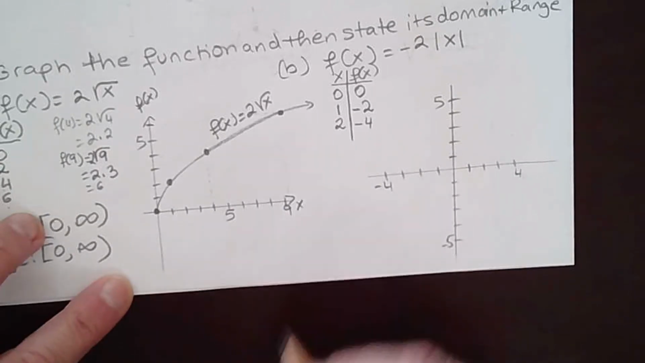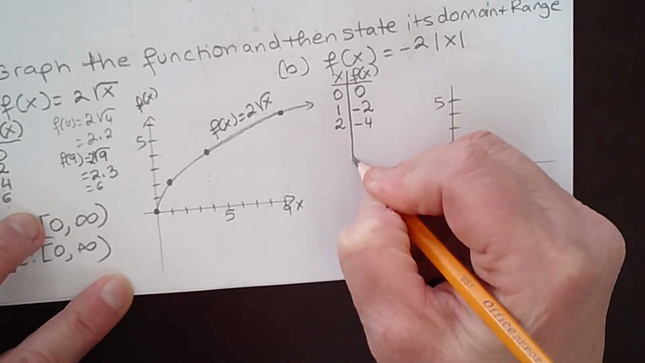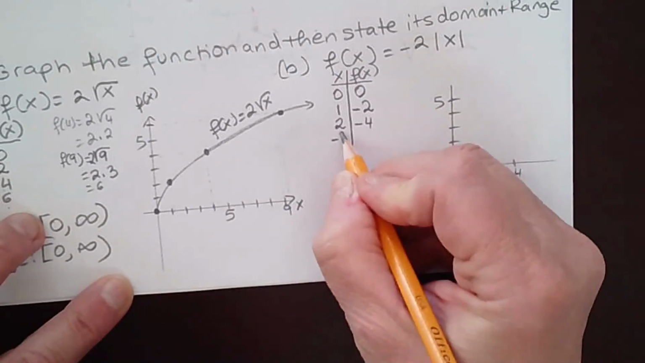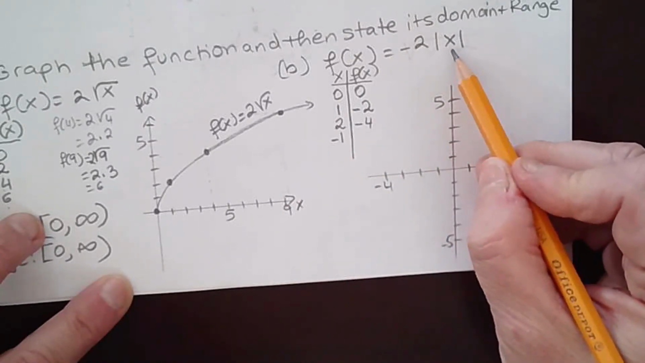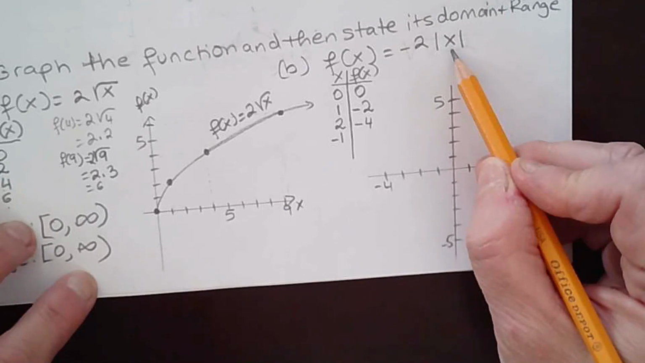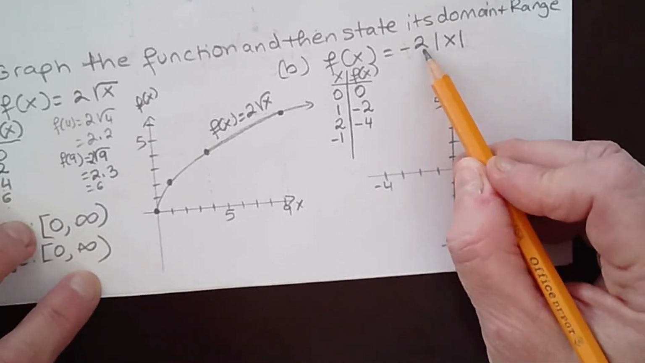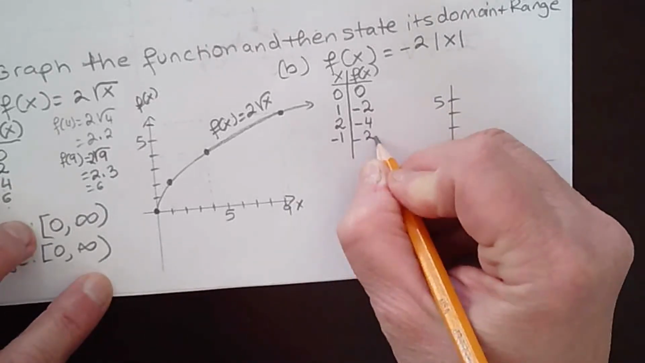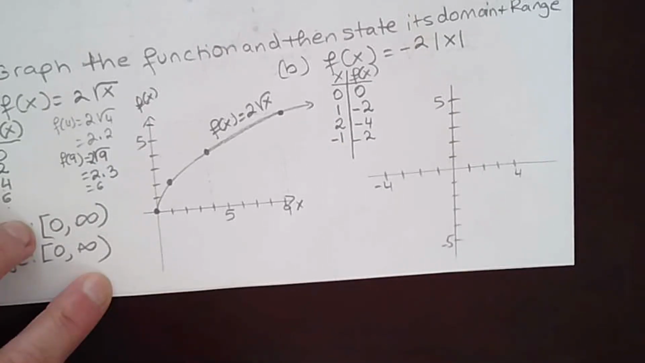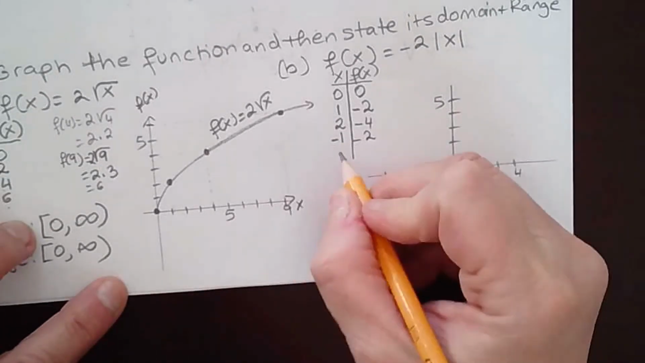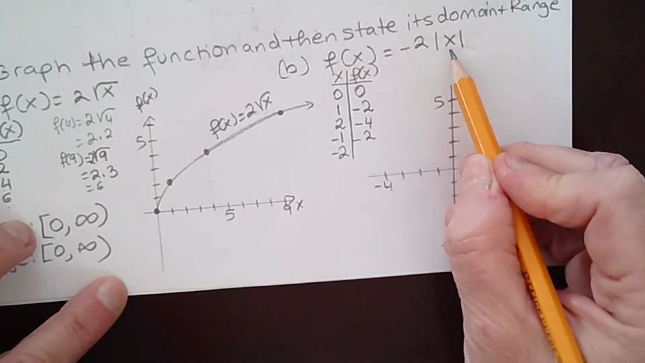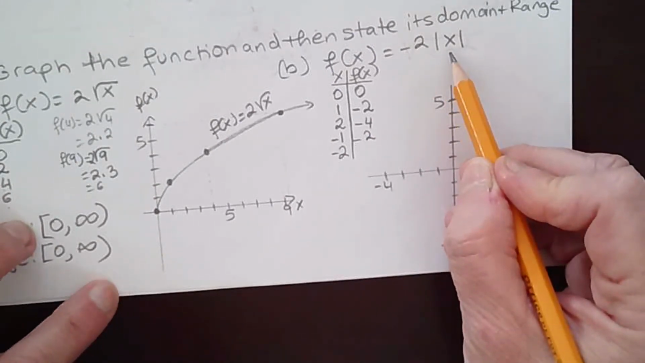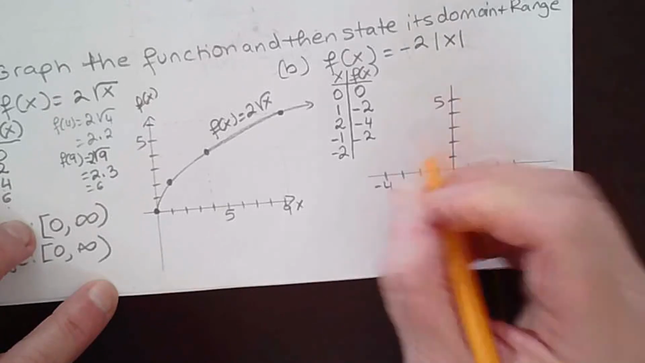Now let's choose values of x that are negative. So if we choose -1, we're going to have absolute value of -1, which is +1. 1 times -2 is -2. And let's choose one more, when x is -2. So absolute value of -2 is +2. +2 times -2 is -4.